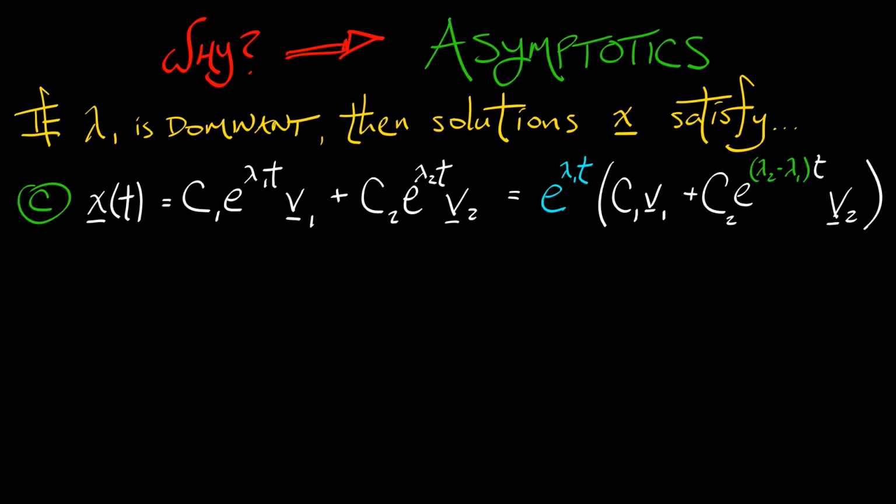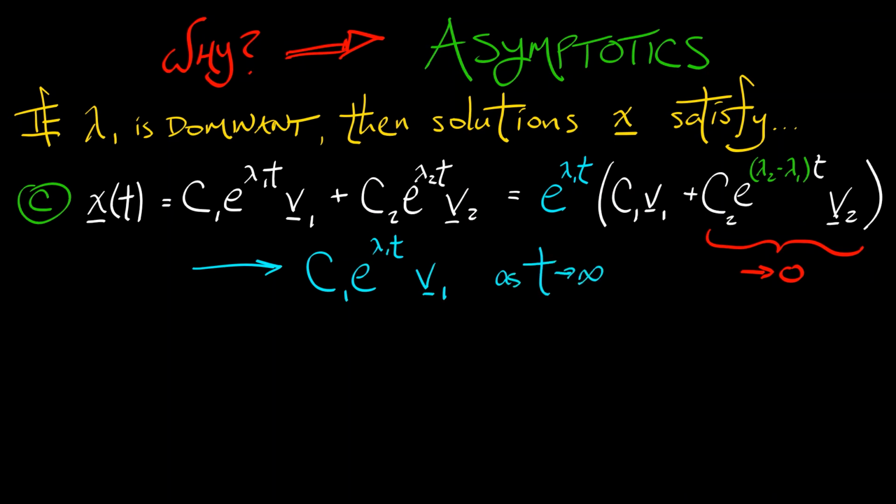Now, because lambda 1 is bigger than lambda 2, this is continuous time dominance. That means you have a negative exponent, and just as in that previous example, this entire second term goes to 0 as time goes to infinity. Your solution is asymptotically some constant times e to the lambda 1 t times v1.